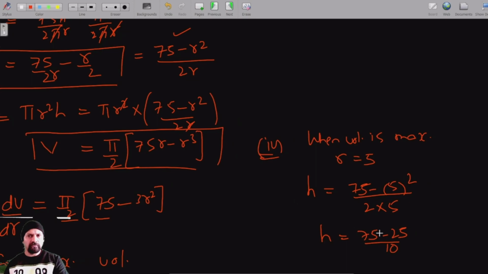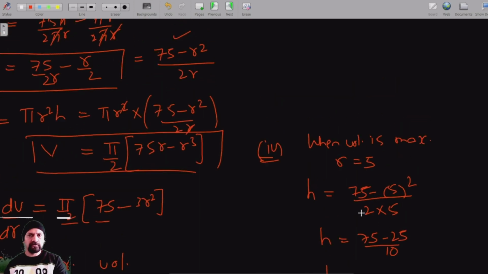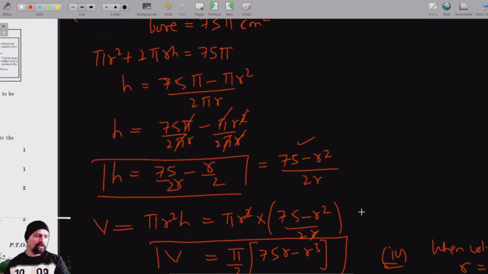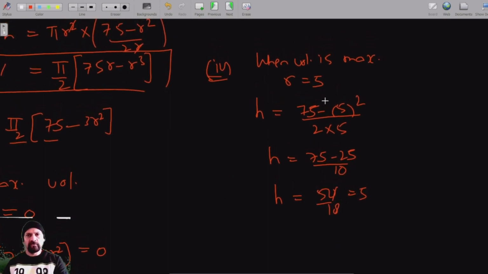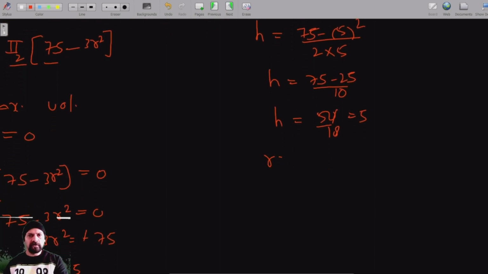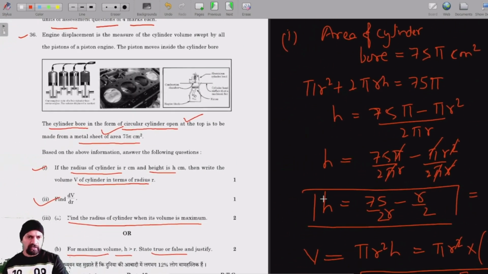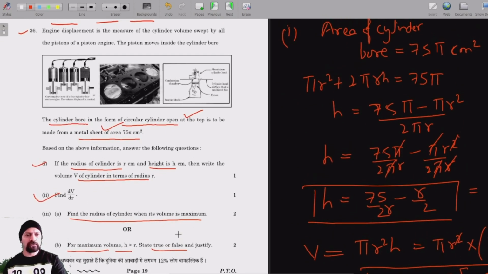Height is equal to 75 minus r square upon 2r, so 75 minus 25 is 50, upon 10, which is equal to 5. So that means when volume is maximum, radius is equal to height is equal to 5. So that means h is greater than r is false when volume is maximum. So it's false. And let's move on to the next question.